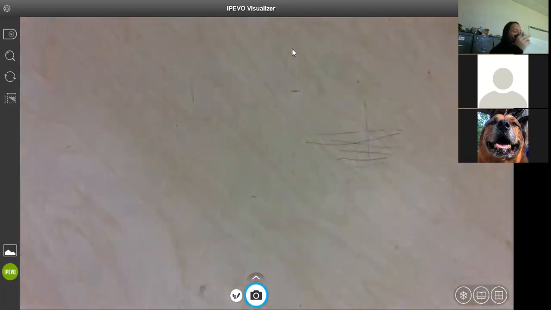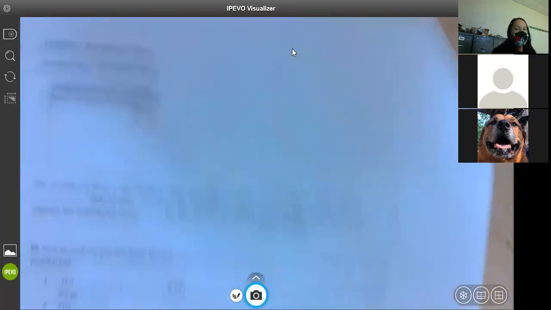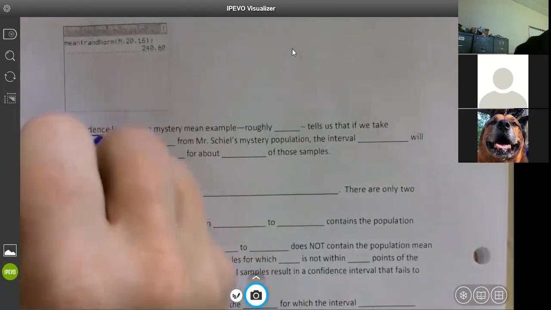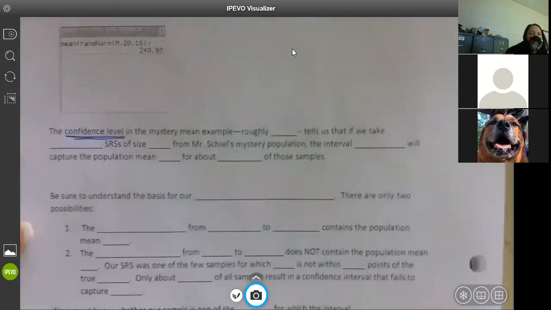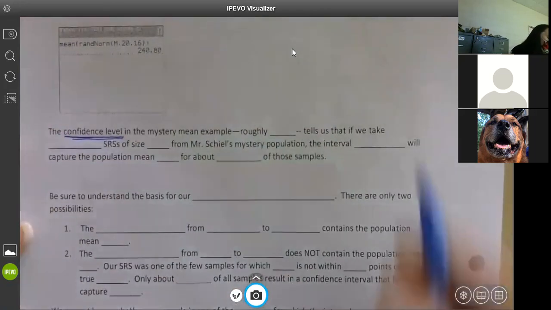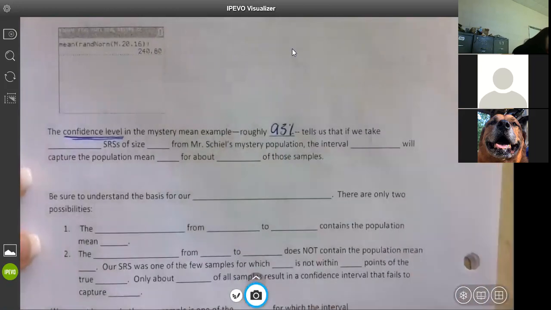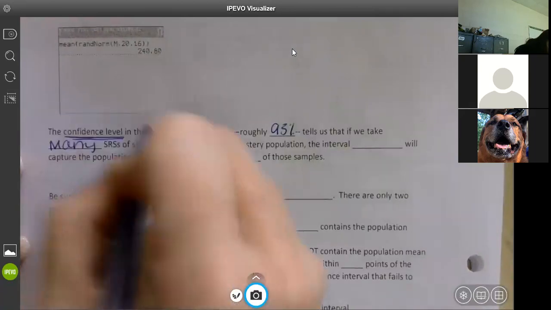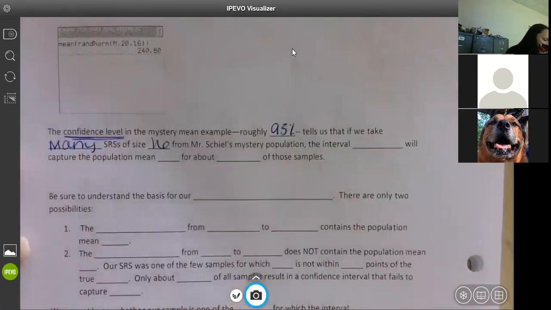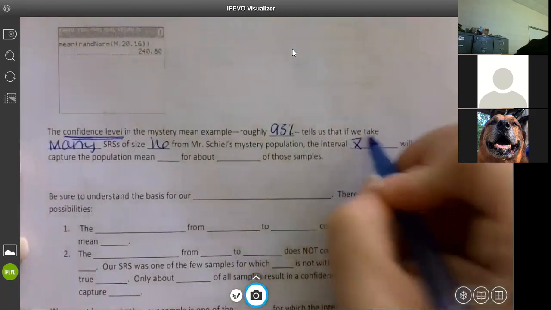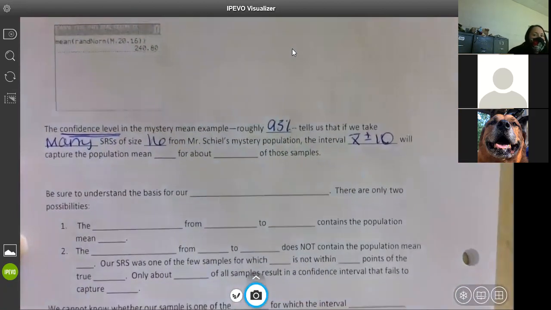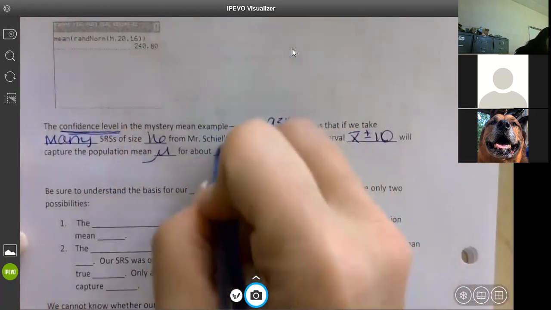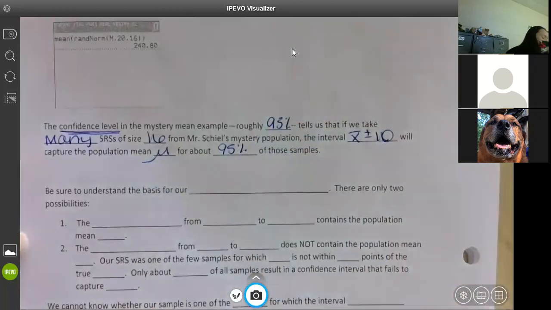All right, so back to the same thing that we started with. Watch your vocabulary: the confidence level in the mystery mean example, which was roughly 95%, tells us that if we take many SRSs of size 16 from the mystery population, the interval of X bar plus or minus 10 will capture the population mean, mu, for about 95% of those samples.